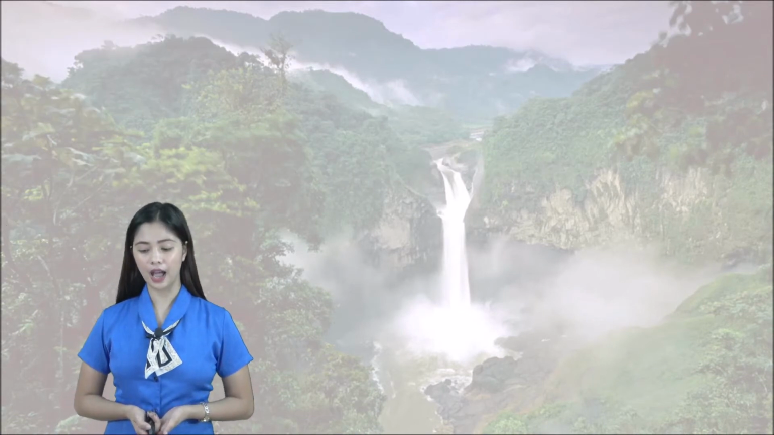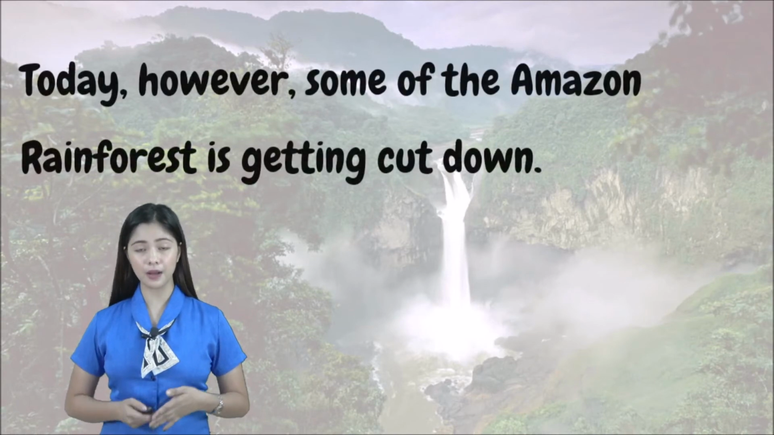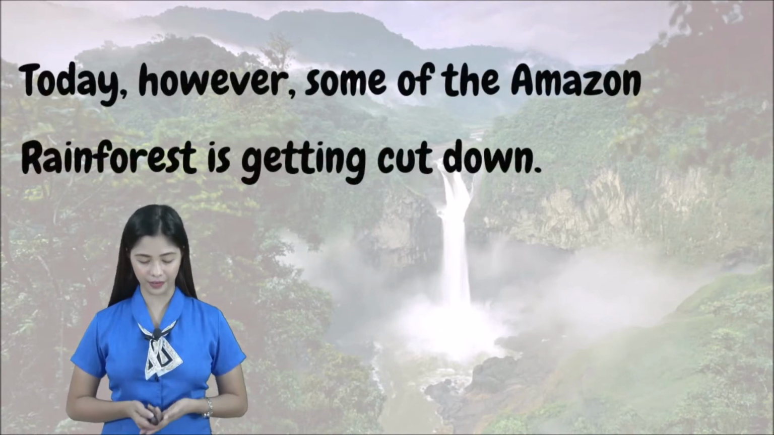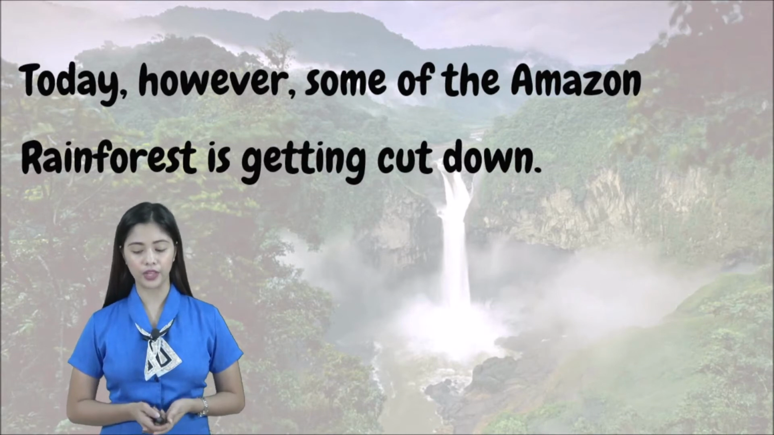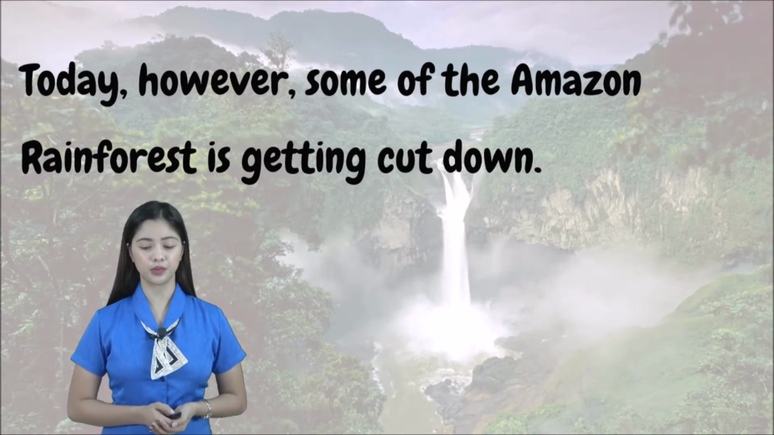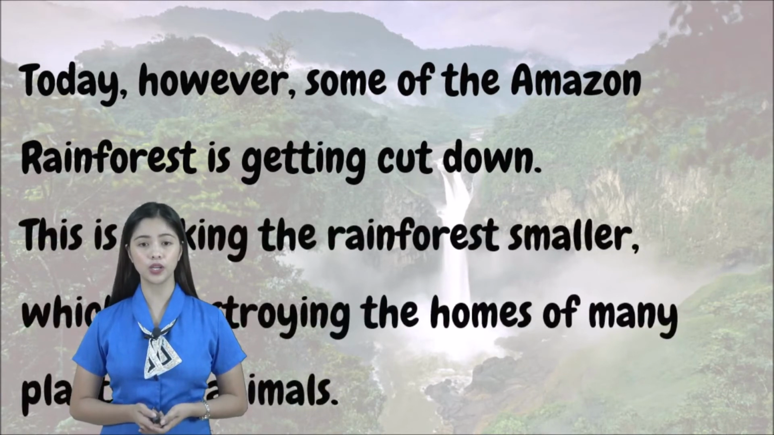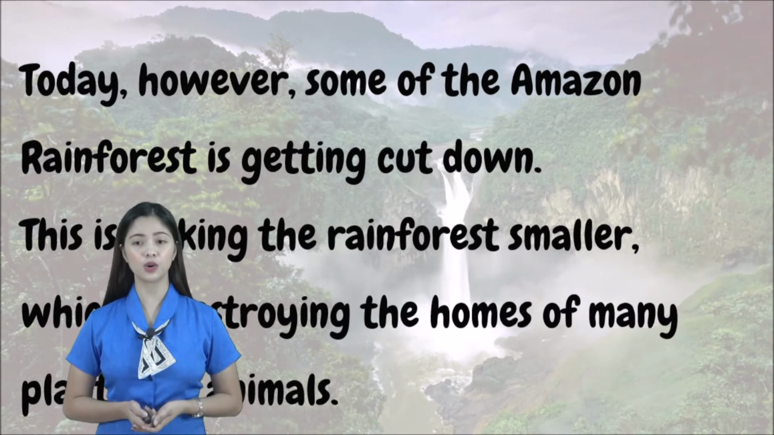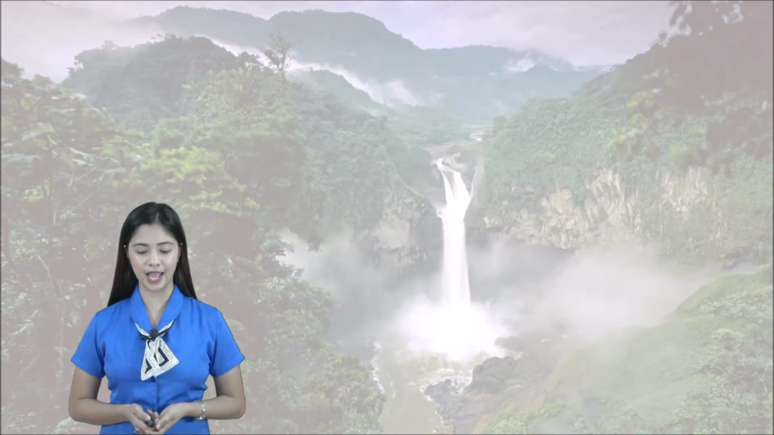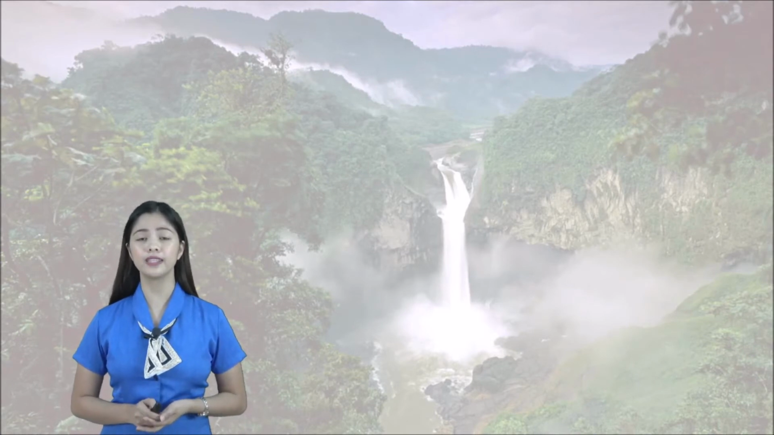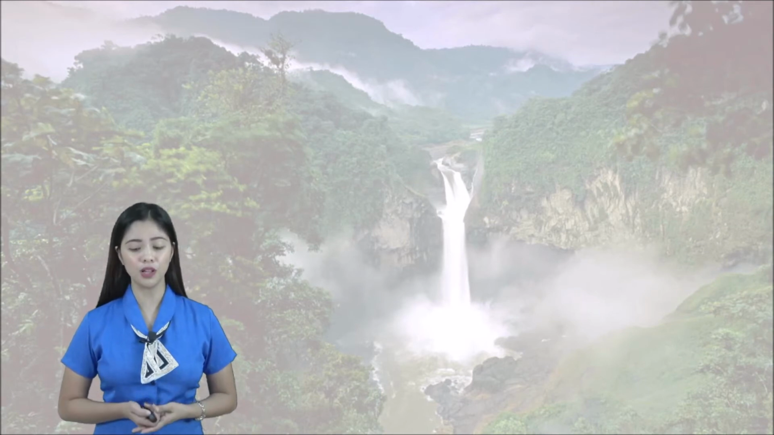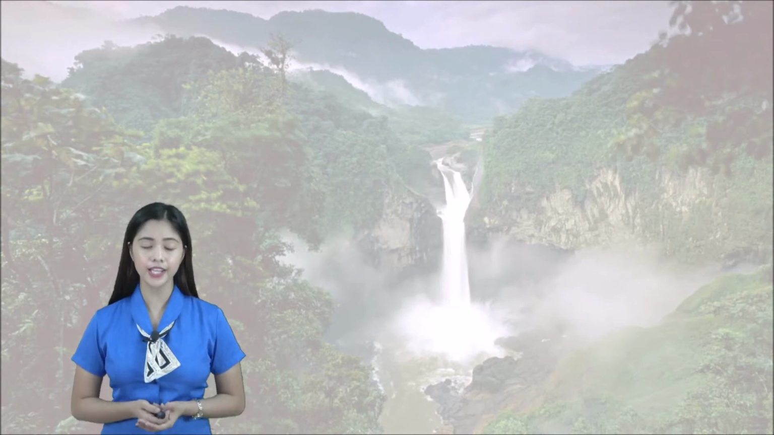And today, kids, however, some of the Amazon rainforest is getting cut down. They are cutting some trees. And because of this, the rainforest looks smaller, which is destroying the homes of many plants and animals. So kids, when we cut trees and make the Amazon rainforest smaller, we are also removing or destroying the home of these animals and plants.